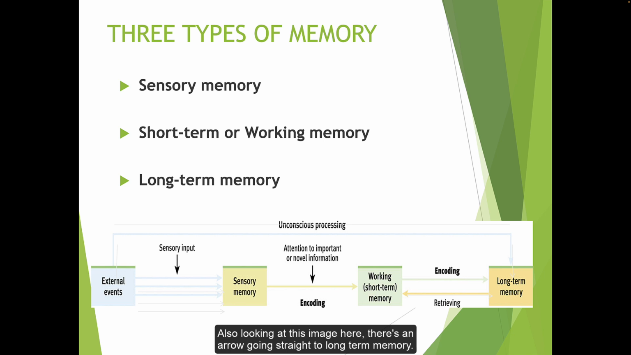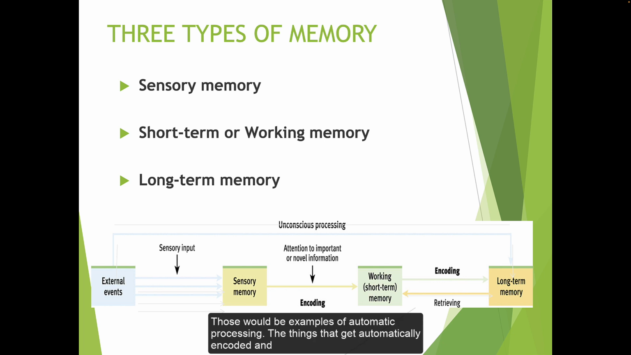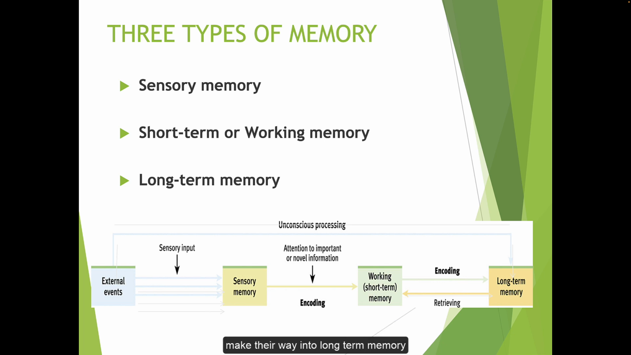Also, looking at this image here, there's an arrow going straight to long-term memory. Those would be examples of automatic processing, the things that get automatically encoded and make their way into long-term memory.